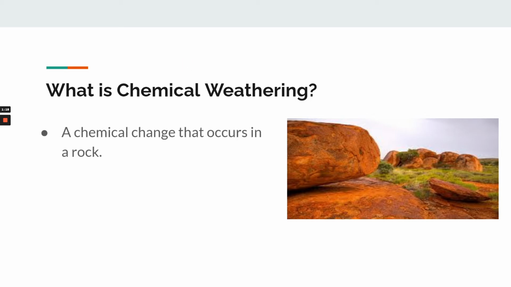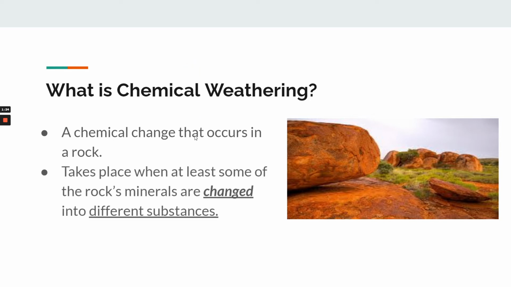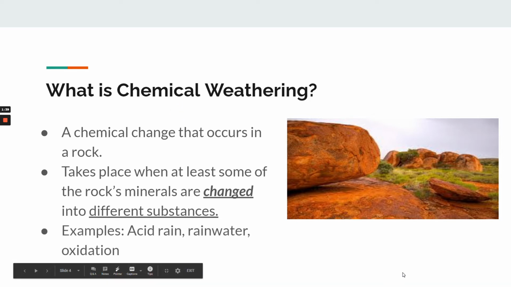Chemical weathering is a chemical change that occurs in a rock. So like we learned about chemical and physical changes, this takes place when at least some of the rock's minerals are changed into different substances. So something's actually being permanently altered inside this rock. Some examples of chemical weathering are acid rain, rainwater, and oxidation.